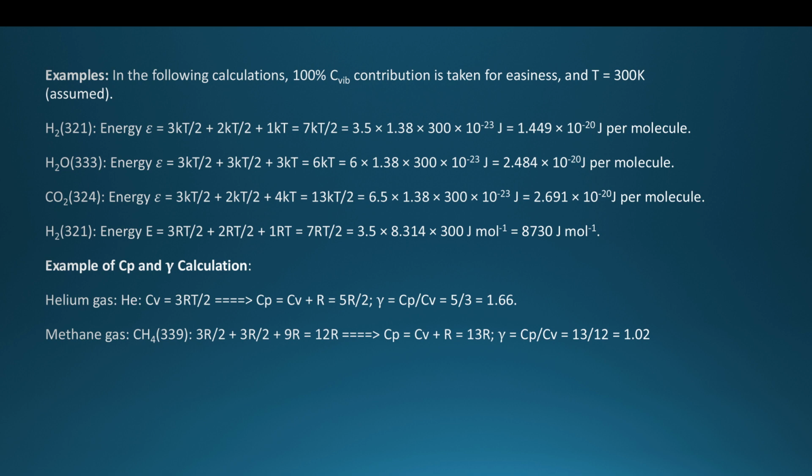One more example, for calculating Cp and gamma of helium gas. Cv is 3R by 2. It means Cp is 5R by 2. There is a small mistake: I have given Cv as 3RT by 2, which is not correct, T is not there, it is 3R by 2. And Cp is equal to 5R by 2. Gamma is 1.66. For methane gas, gamma is 1.02.